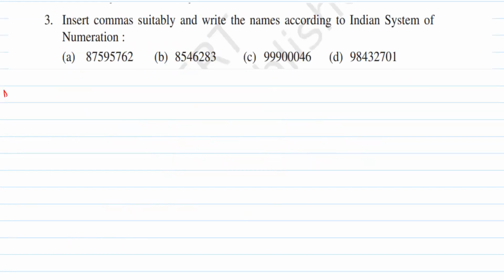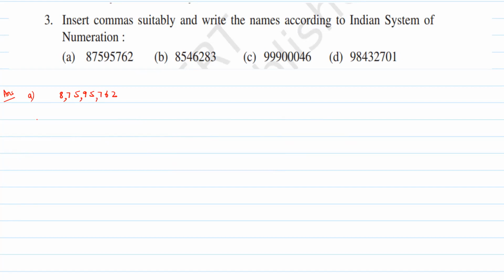Coming to the third question from exercise 1.1. In this question, you have to insert comma suitably and write names. Now you have to write the name according to Indian system. Now in these types of question, it is given that you have to write it according to Indian system or international system. So A part, first of all, we'll put the commas. So it is 87595762. We know in Indian system, the commas are like 3, 2, 2. After 3, then 2, then 2, then 2.